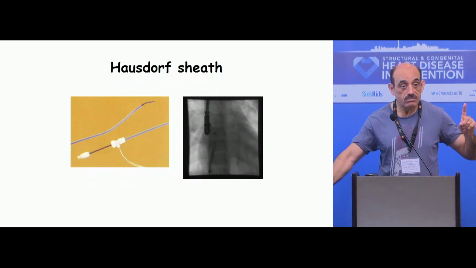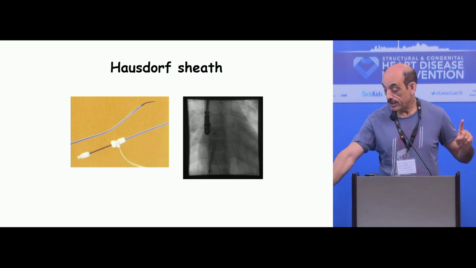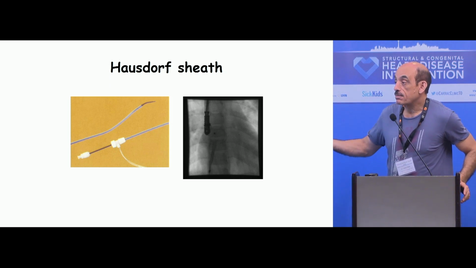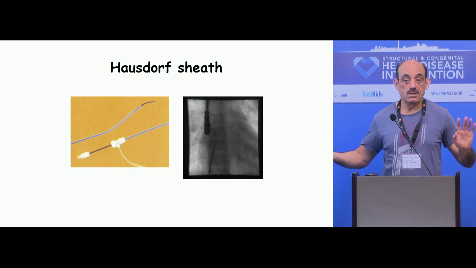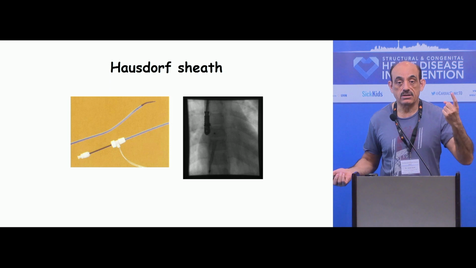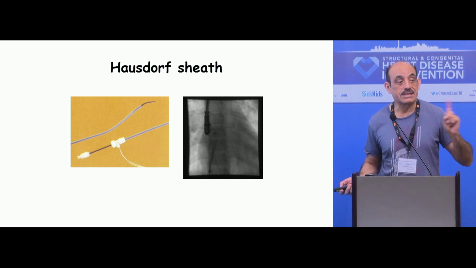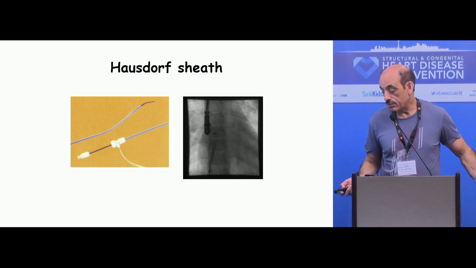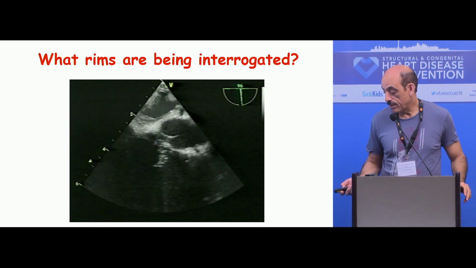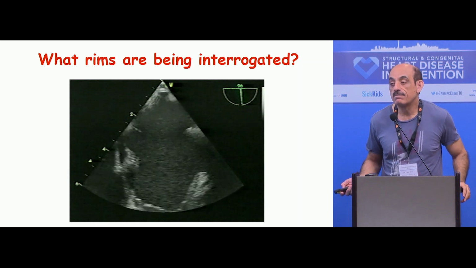Hausdorff sheath was the same idea. He was a very smart guy. If you see the angle is such in the right side that you see, it becomes parallel to the spine. You really don't need a Hausdorff sheath. If you want to use it, that's up to you. But you can use a regular sheath and rotate it. Hausdorff sheath does exactly the same job which you can do just by clockwise rotation of the sheath. All right, very quickly, what rims are these?